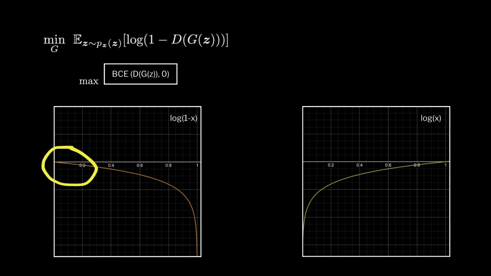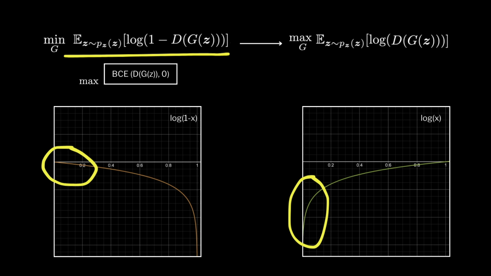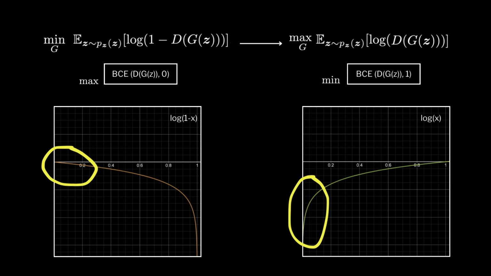And second, the gradient for the initial iterations, where the discriminator gives lower probability to the generated sample, is now much stronger and of higher absolute value. Hence, it's better to have the generator, instead of minimizing this value, maximize this value. This is again exactly the same as minimizing BCE, but with label 1 for the discriminator output on the generated sample. So ultimately, instead of trying to minimize the likelihood of the discriminator predicting the generated sample as fake, we are trying to maximize the likelihood of the discriminator predicting the generated sample as real.